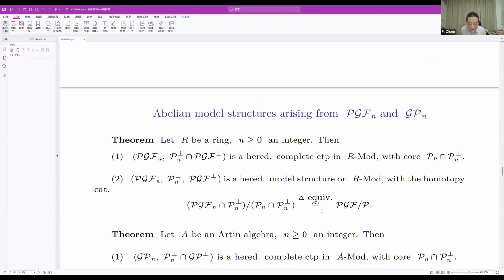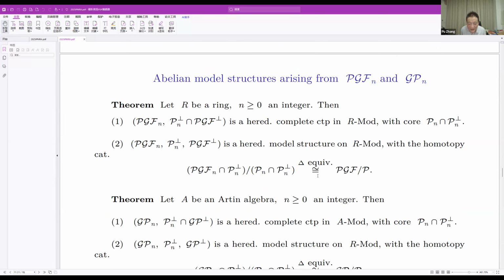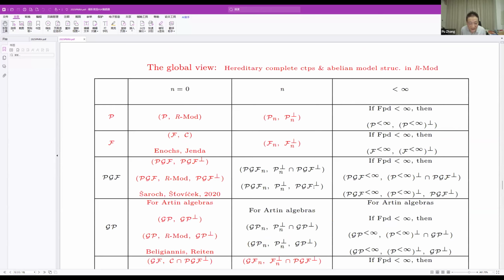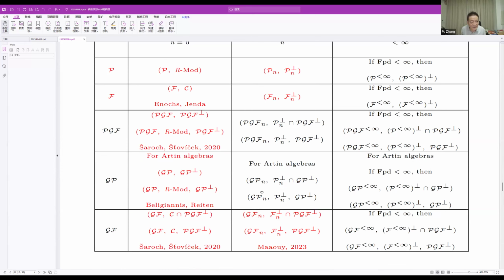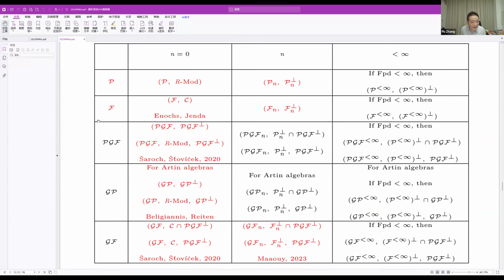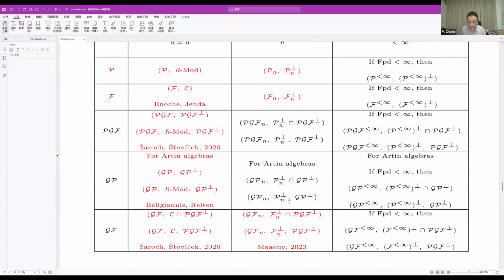You said Gorenstein projective, right, and this is Gorenstein flat. I did not talk about the dual version. You are right, there is a dual version for Gorenstein injective modules. As you see, I did not talk about injective modules and also not about Gorenstein injective modules. This is a dual version. There is a corresponding version.